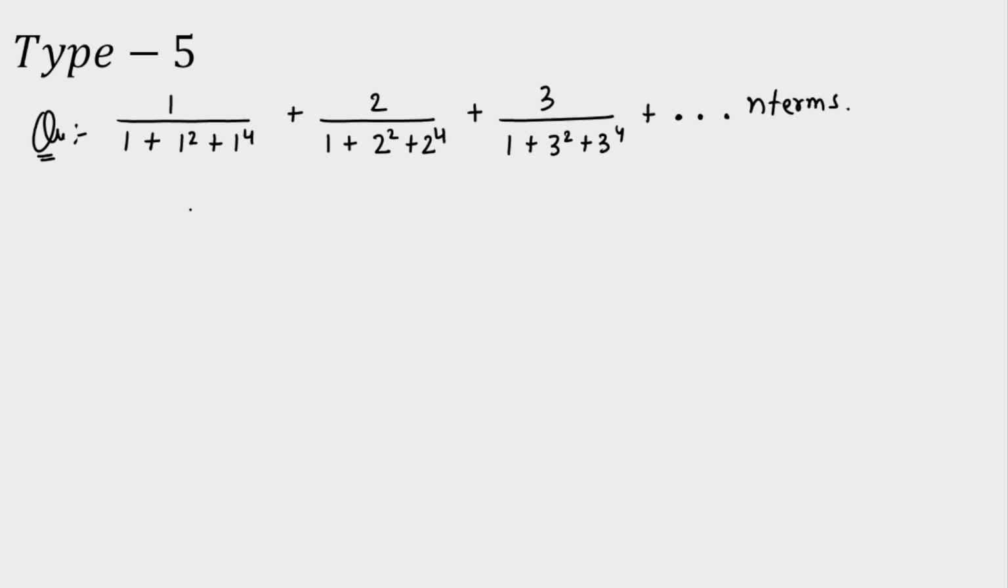So in this kind of question you have to generalize the nth term. So the nth term will be, as you can see, the numerator is, for the first term it's coming 1, for the second term it's coming 2, for the third term it's coming 3.